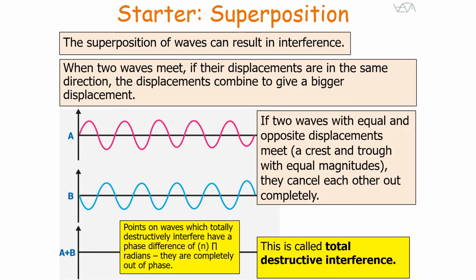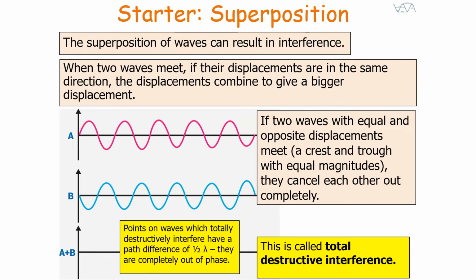Points on the wave which totally destructively interfere have a phase difference of n pi radians, so pi radians or any multiple of that, and they are completely out of phase. So they have a path difference of half lambda, so they're completely out of phase.